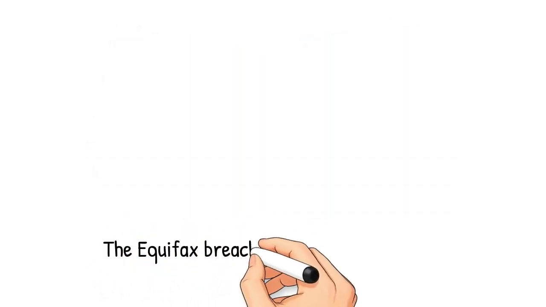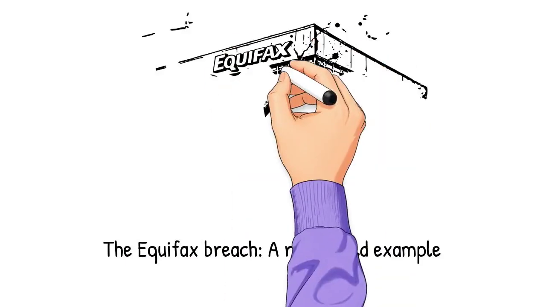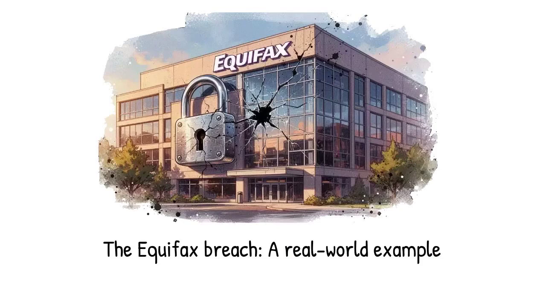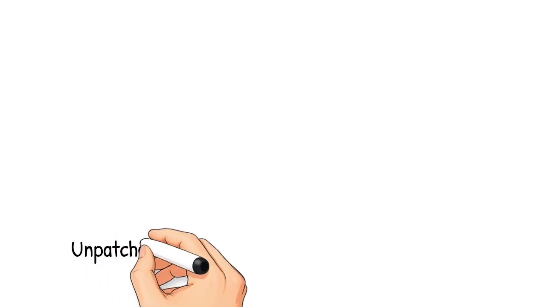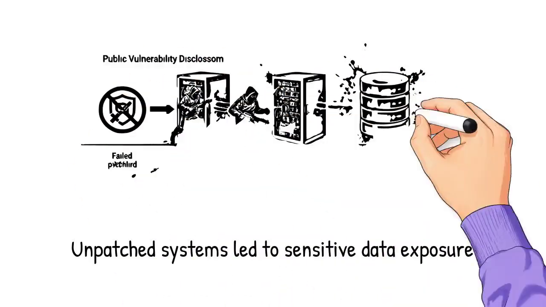A real-world case study, the Equifax breach, one of the most infamous server breaches in history, occurred in 2017 when Equifax, a major credit reporting agency, was hacked. Attackers exploited a known vulnerability in a web application framework called Apache Struts. The vulnerability had been publicly disclosed and a patch was available, but Equifax failed to apply the patch in time.